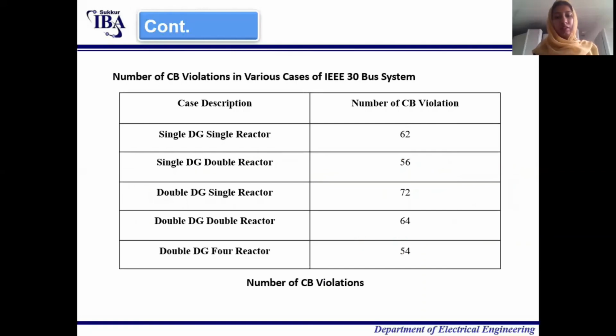This is, in a nutshell, the optimal placement of reactors in every case. In the single reactor case, we have 62 circuit breaker violations. Again, in the double reactor case, we have 56, and so on.